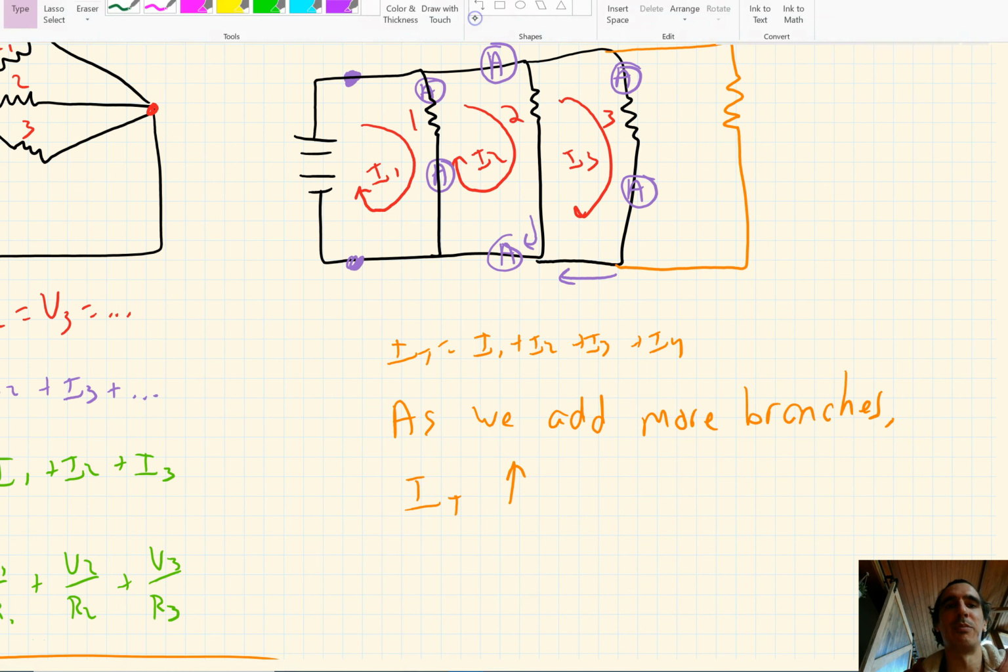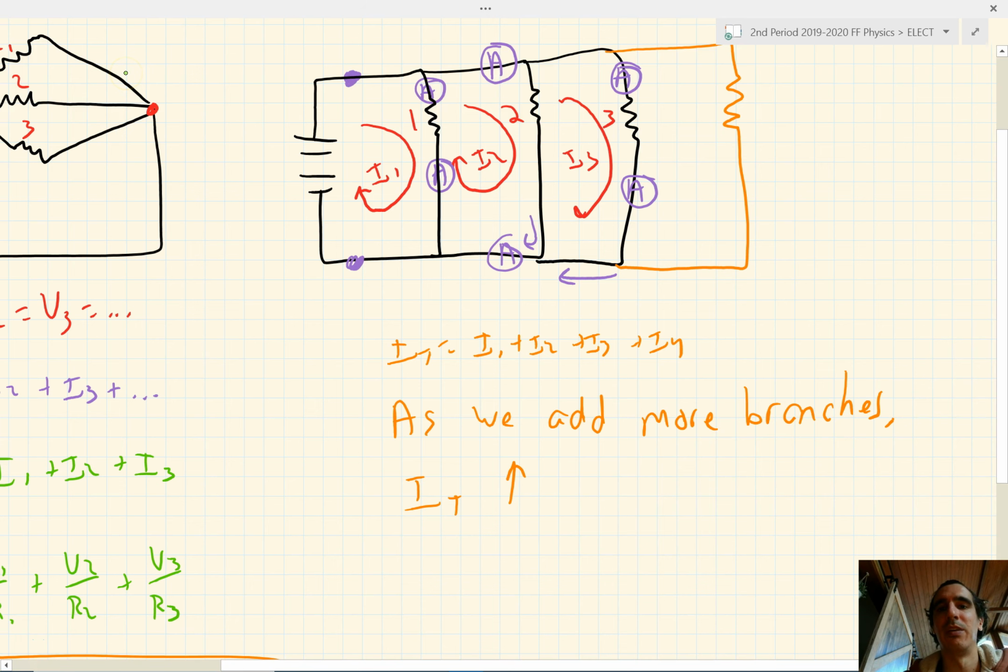Now at the same time, when we add more branches, we know that the potential difference across each resistor is equal, and we also know that it equals the potential difference across the battery. So as we add more branches, the potential difference stays the same.